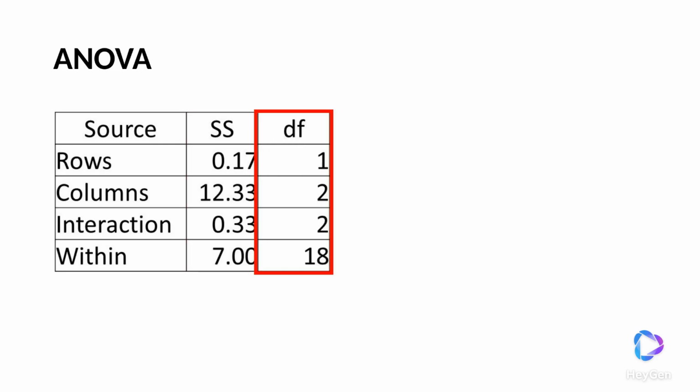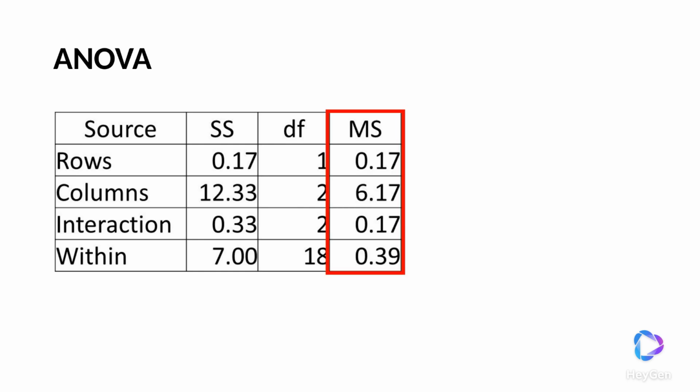This column shows degrees of freedom. There are 2 diagnoses and therefore the degrees of freedom for rows is 2-1. There are 3 hospitals and therefore the degrees of freedom for columns is 3-1. Mean sum of squares is the sum of squares divided by degrees of freedom.